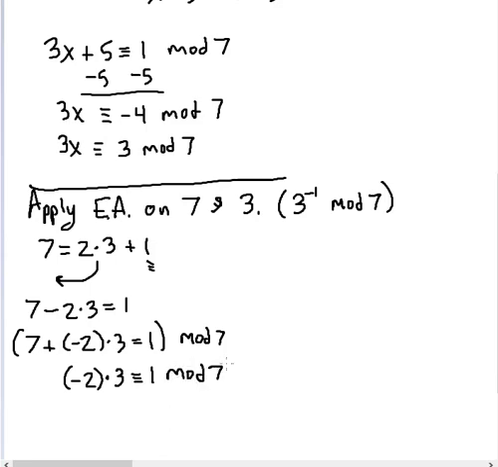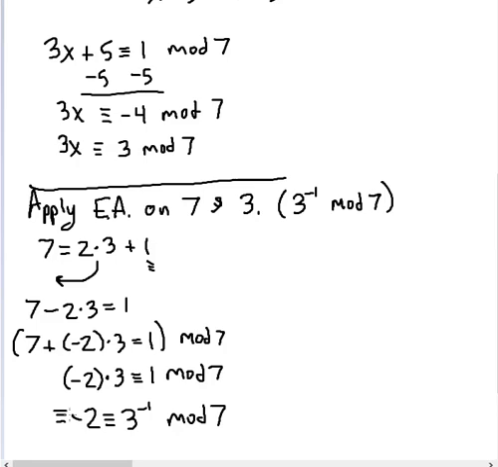That would mean that negative 2 is 3 inverse mod 7. Because again, what's an inverse? It's whatever you multiply by to get 1. Well, in this case, negative 2 does that.